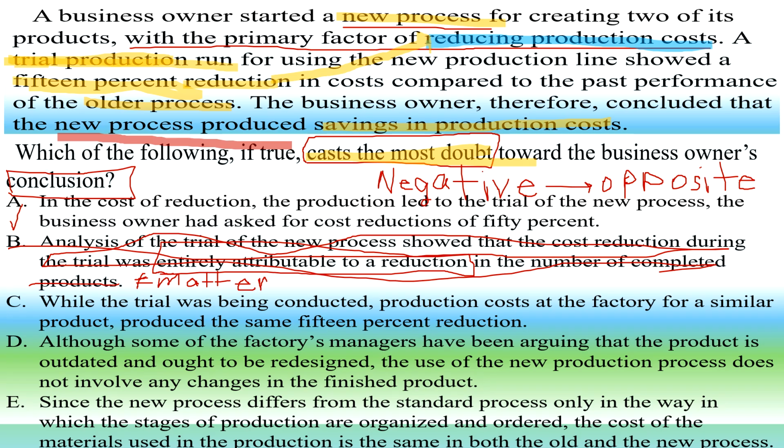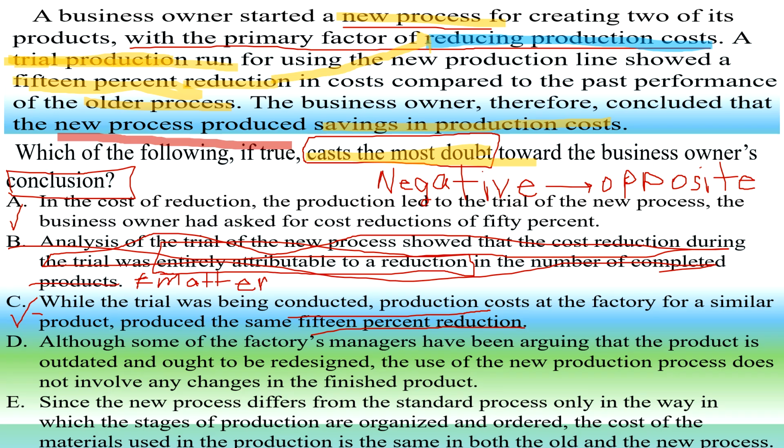So while the trial was being conducted, production costs at the factory for a similar product produced the same 15% production. Now, didn't we choose this as a positive? So can we choose it as a negative? Maybe, but not usually. So I'm going to do a check minus, because usually if it's a positive on one question, it can't be a negative, and the authors of these don't do you the courtesy of giving you this question twice. They don't usually do that. So sorry, I just want to take you through the logic.